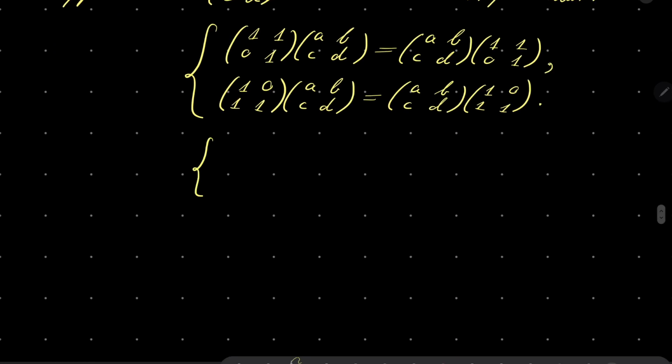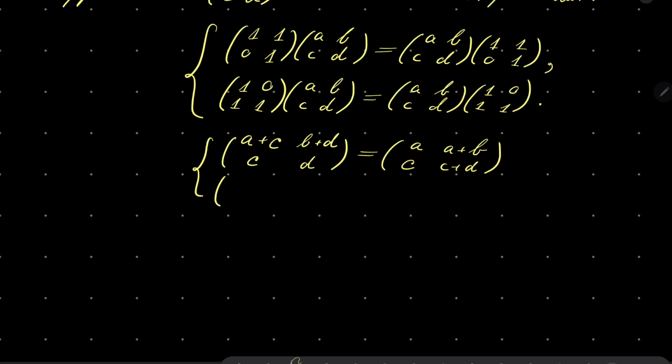So it's a necessary condition for matrix ABCD to be in the center. Not sufficient, but necessary. You will see that that suffices. So let's multiply everything. In the first row, we will have A plus C, C, B plus D, D equals, and on the right hand side we have A, C, A, C, A plus B, C plus D.